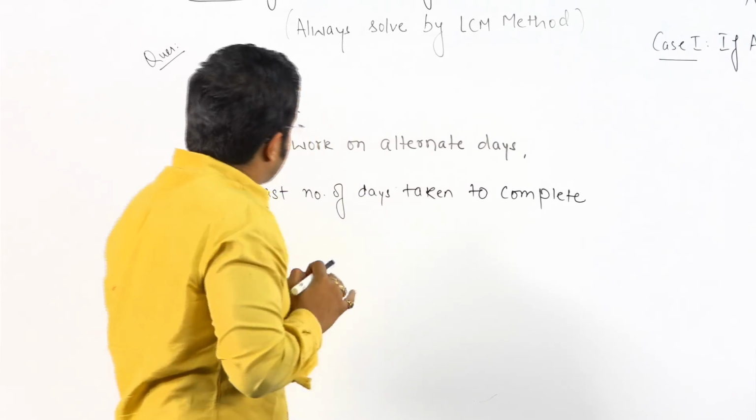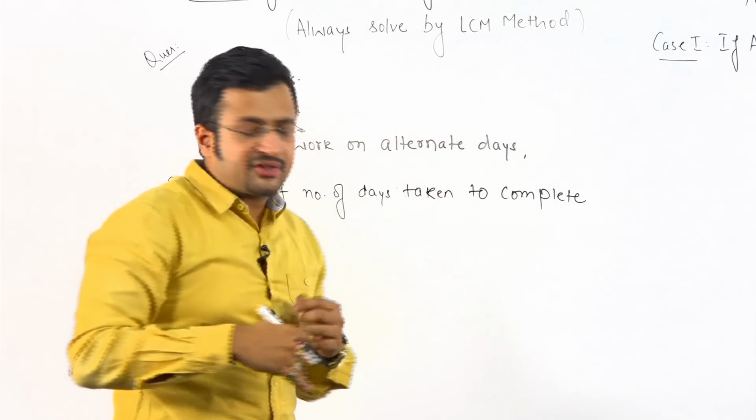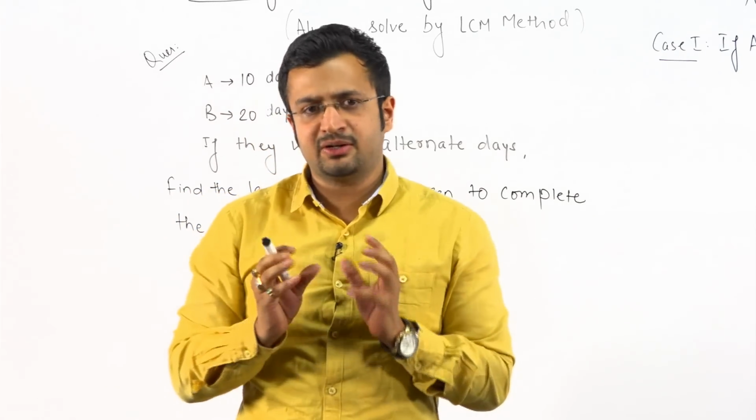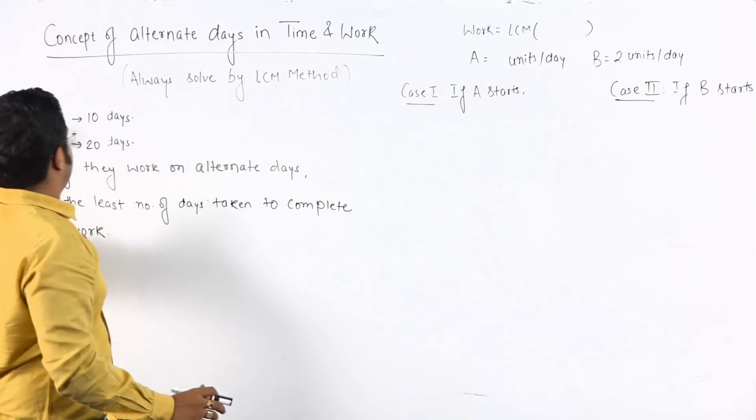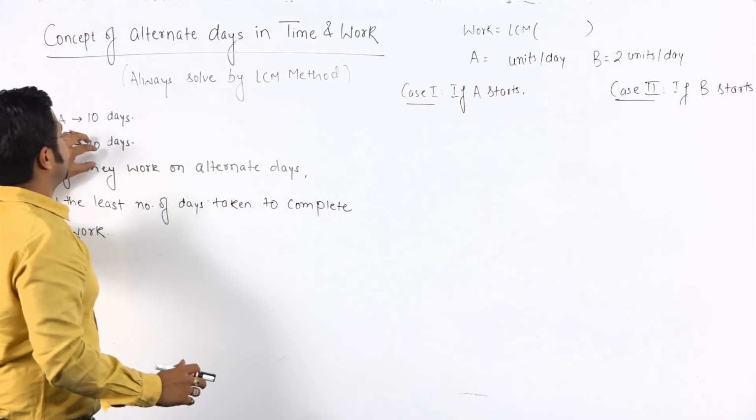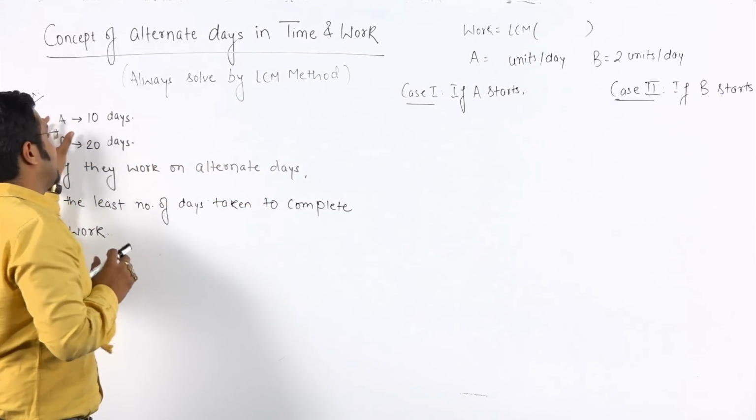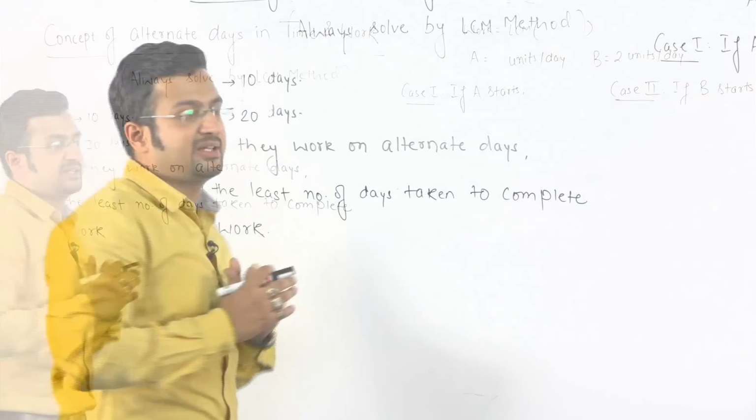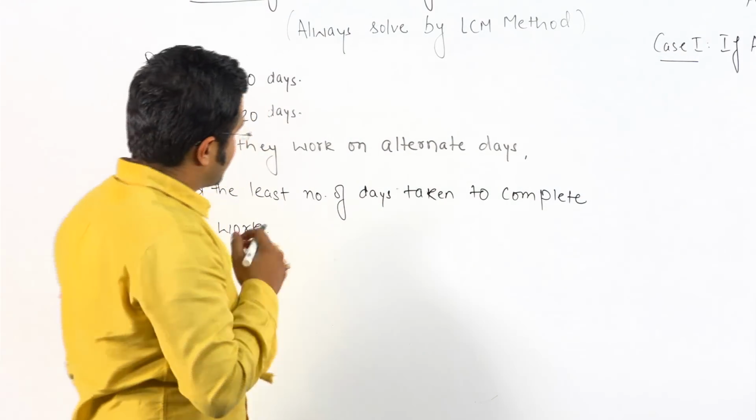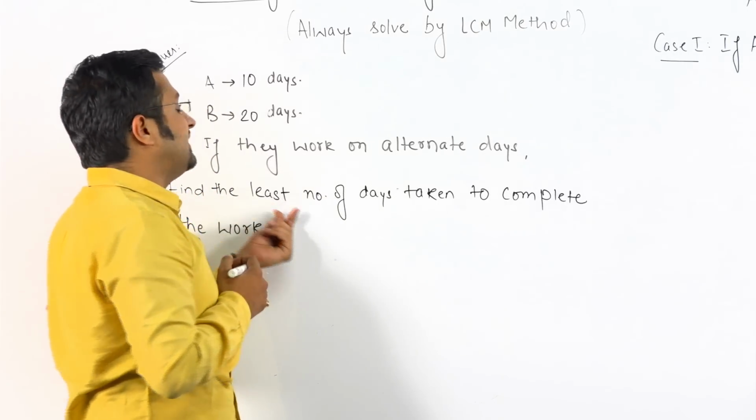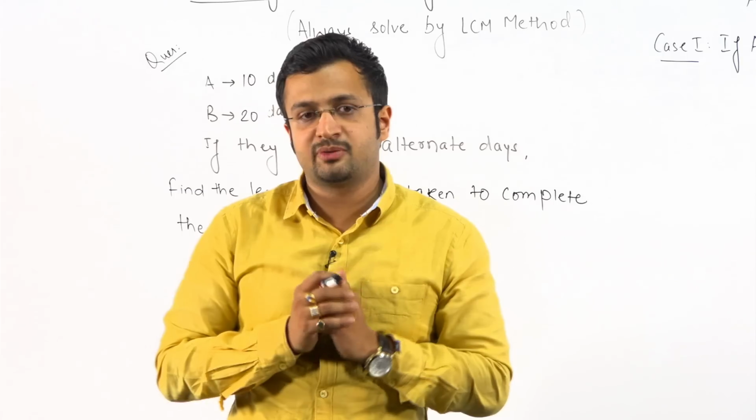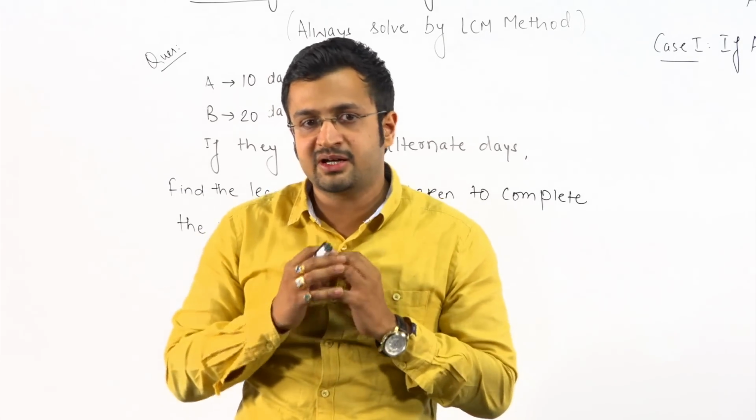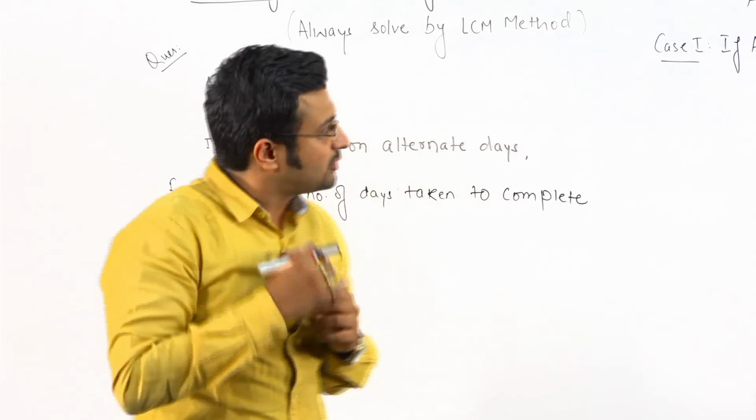So friends, this is the next example in which I have just changed the data. I have only changed the data a little, the question is almost the same. Now look, in the previous question it was 20 days and 30 days. In this case I have taken: A can complete the work in 10 days, B can complete the work in 20 days, and the question is asking to find the least number of days taken to complete the work. Now how will this least number of days come? I have to complete the work in the minimum time, so how will I do this?